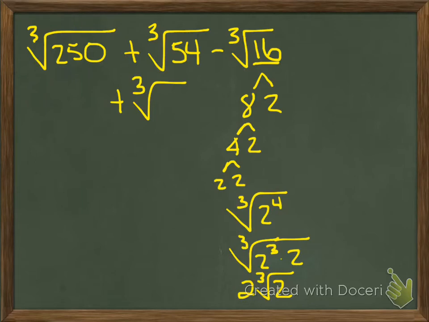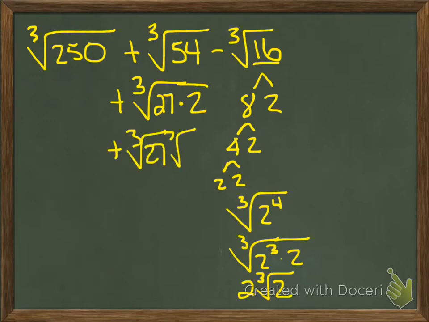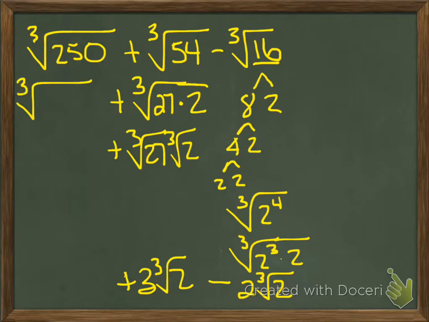So as I look at 54, I know that I want to end up with something with a 2. So 27 times 2. And if you use your calculator, you can do the cube root of 27, and you'll find out that it's 3. Which then leads me over here to my 250, which I know I'm going to make something times 2, and I find out that that's 125.